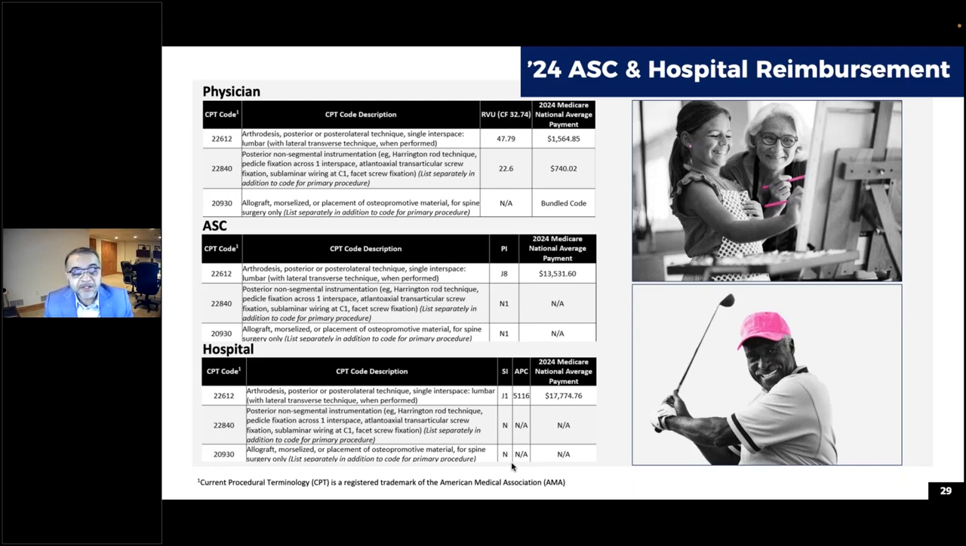The coding is separated into our physician or professional component, and then whether you're in an ASC or whether you're in a hospital, there's various reimbursements associated with the site of service that you're performing this in. It can only be performed in an ASC or a hospital and is not an office-based procedure.